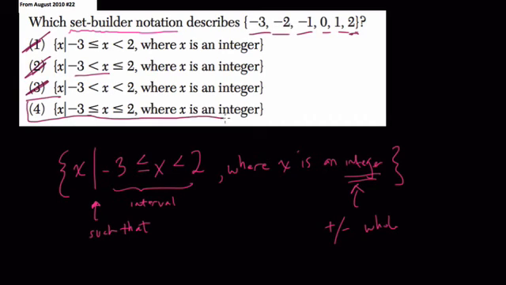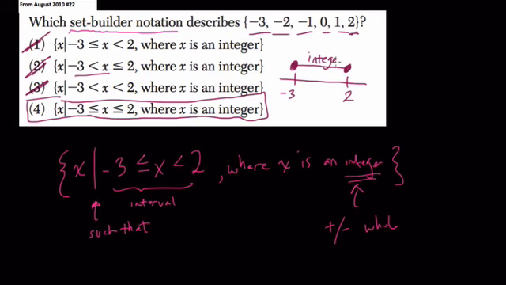x such that x is greater than or equal to -3 and less than or equal to 2, where x is an integer. So these are all the numbers that are greater than or equal to -3. Think of a number line. Here's -3. Fill in that circle. That represents that -3 is included, all the way up to and including 2. Now it's not every number between, but here it is the integers in this interval. Integers. Alright, hope this helped.